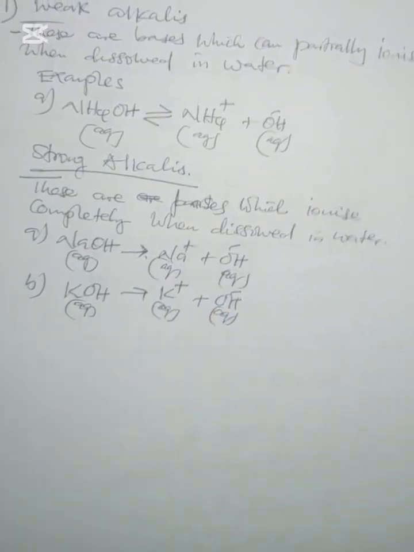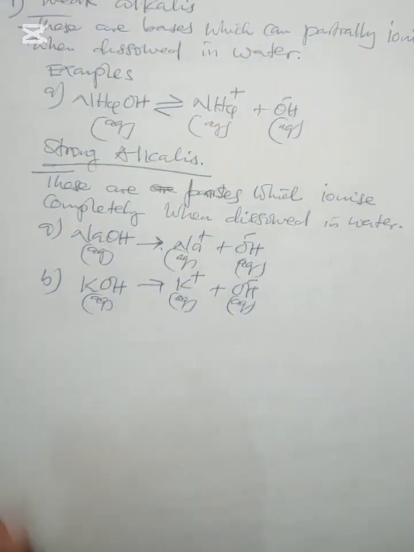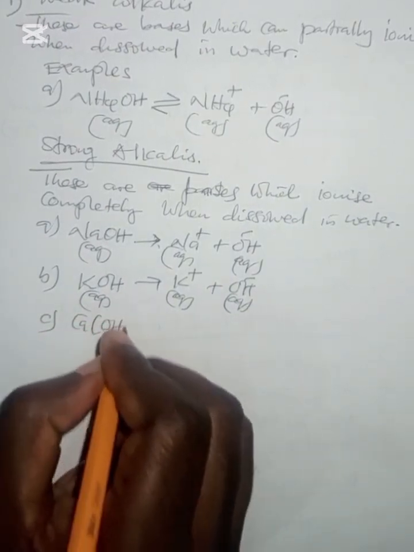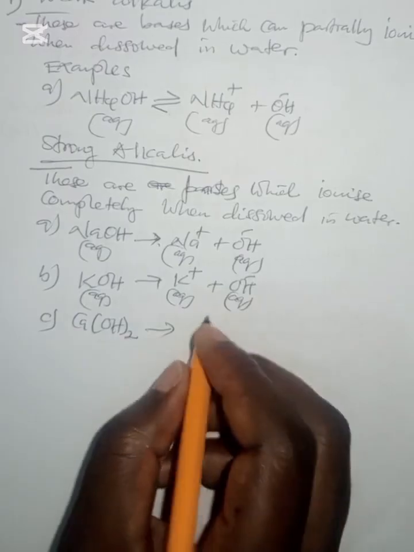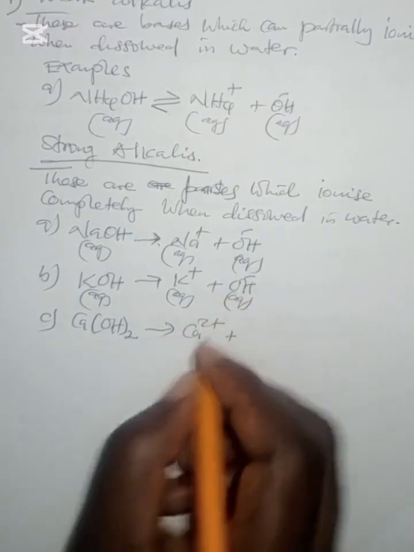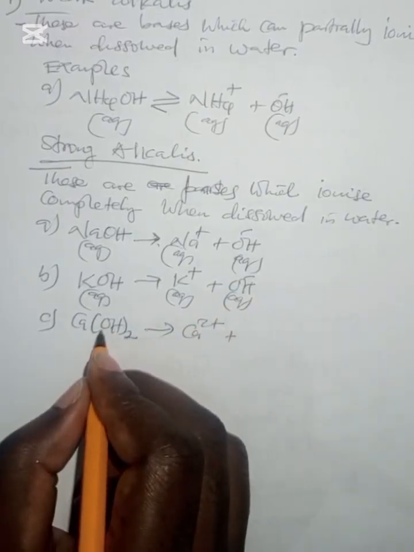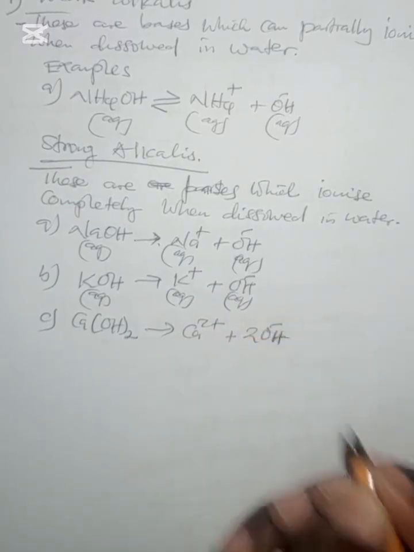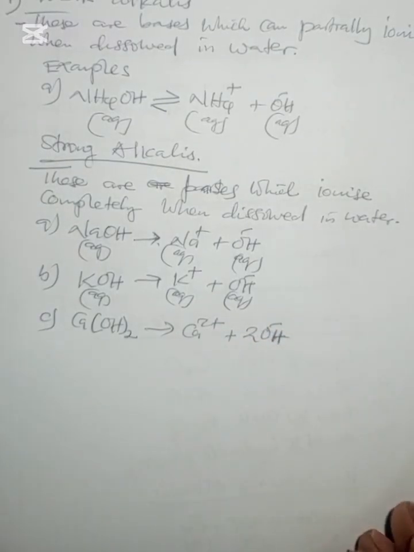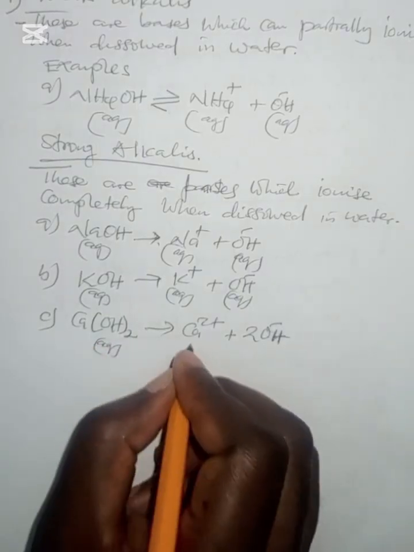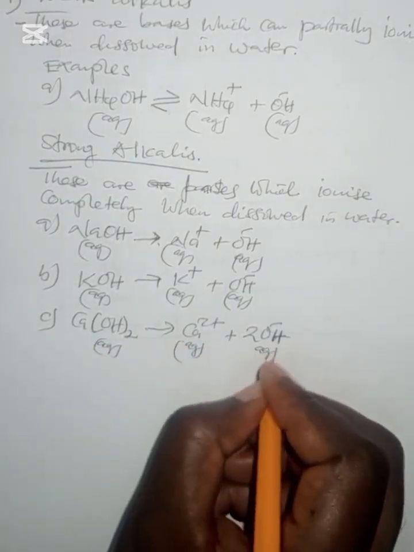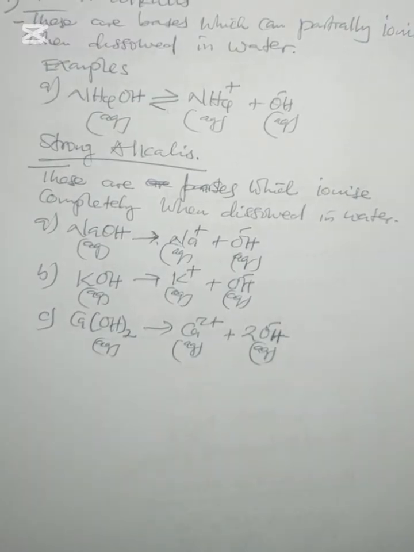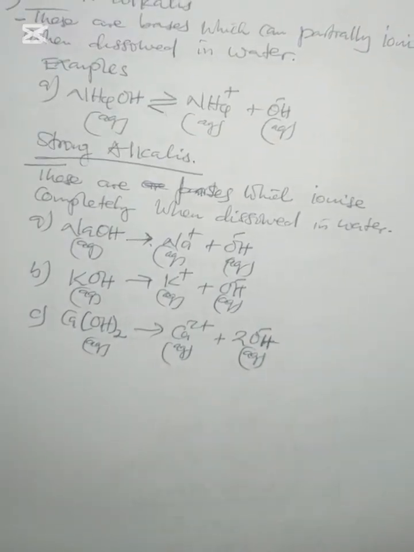All right, you can also have calcium hydroxide, which is going to give us calcium 2 plus, and the 2 here comes from the hydroxide, so it's going to be 2 OH minus, like that. So this is going to be aqueous, this is aqueous, and this is aqueous too. So this is what you need to know on the strength of bases.